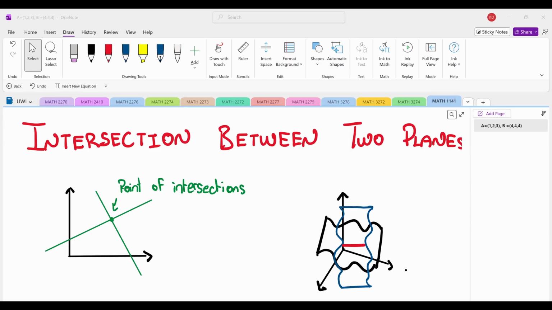Right. Okay, so if we intersect two planes, you could clearly see here, they meet at a line, right? So there's no point of intersection of two planes. We have a line of intersection instead. But it's very similar to what we were doing when we were finding the intersection between two lines. All right, so let's go back now.